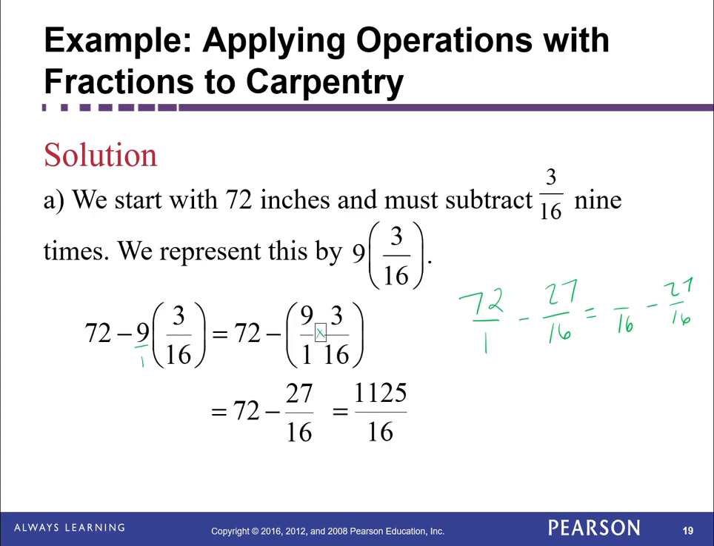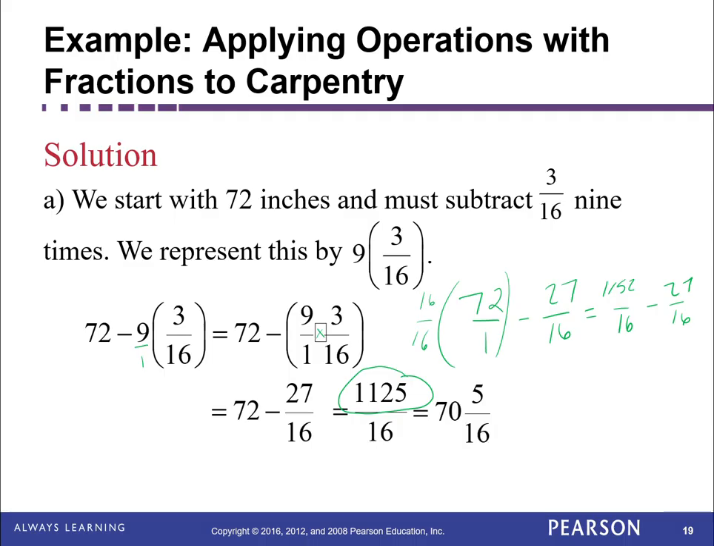But now I've got to change that 72 into a numerator that would be multiplied by 16. So essentially what I'm doing here is changing the denominator. In order to do that, I'm multiplying by 16. 16 times 1 is 16. 16 times 72. That's going to give me 1,152. And then I can subtract the 27 from 1,152. That is where I get the 1,125 that's in the numerator for my final answer there.